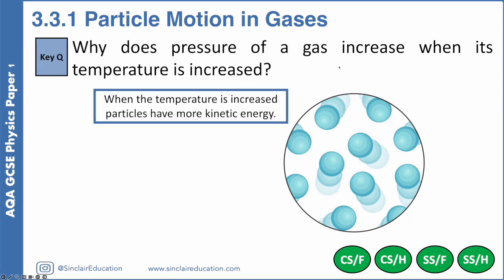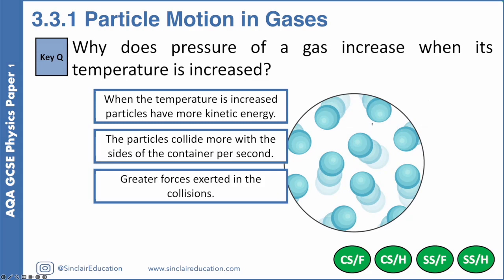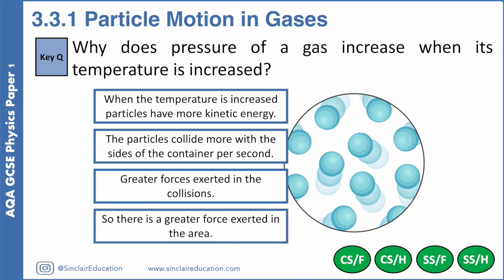So it's that idea that if we increase temperature, particles have more kinetic energy. They'll be moving faster around. Now, what that will mean is that particles are going to collide more with the sides of the container. So there'll be more collisions per second with that container wall. But also, the particles will be moving faster and will collide with that wall with greater force. So because we've got more collisions and those collisions are more forceful, this means that there's a greater force exerted in a given area, and therefore pressure goes up.